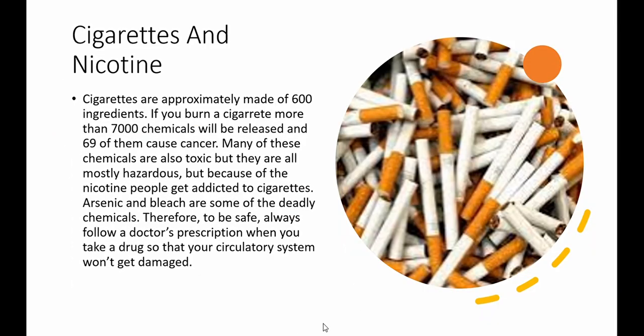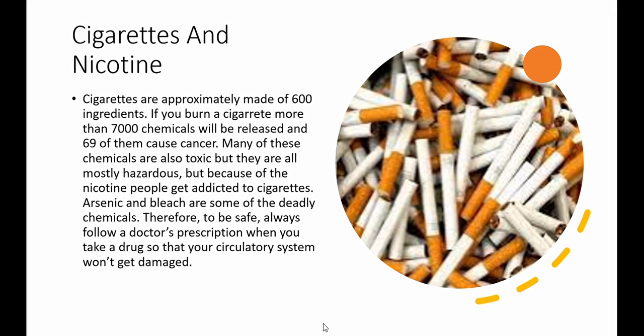Now, the next part: cigarettes and nicotine. Cigarettes are made of approximately 600 ingredients. If you burn a cigarette, more than 7,000 chemicals will be released, and 69 of them cause cancer. Many of these chemicals are also toxic and hazardous, but because of the nicotine, people get addicted to cigarettes.